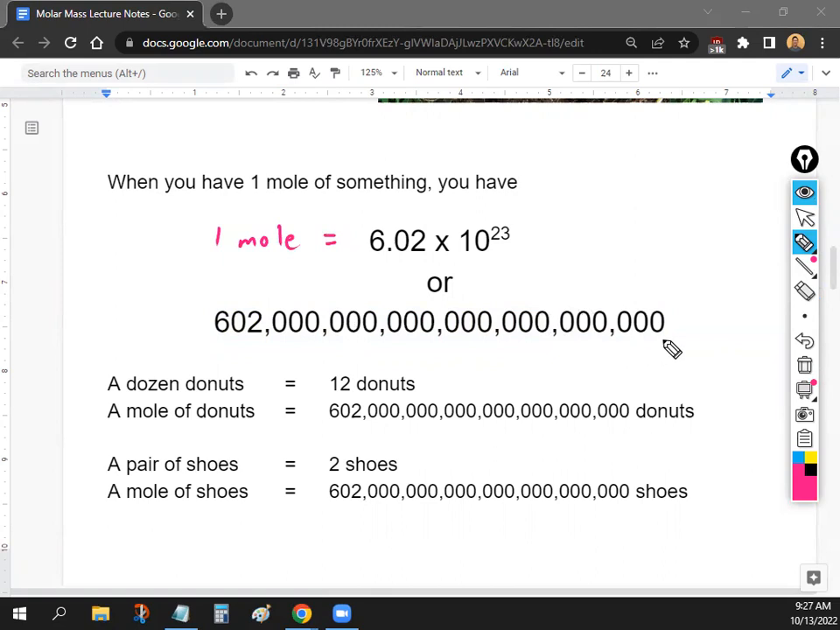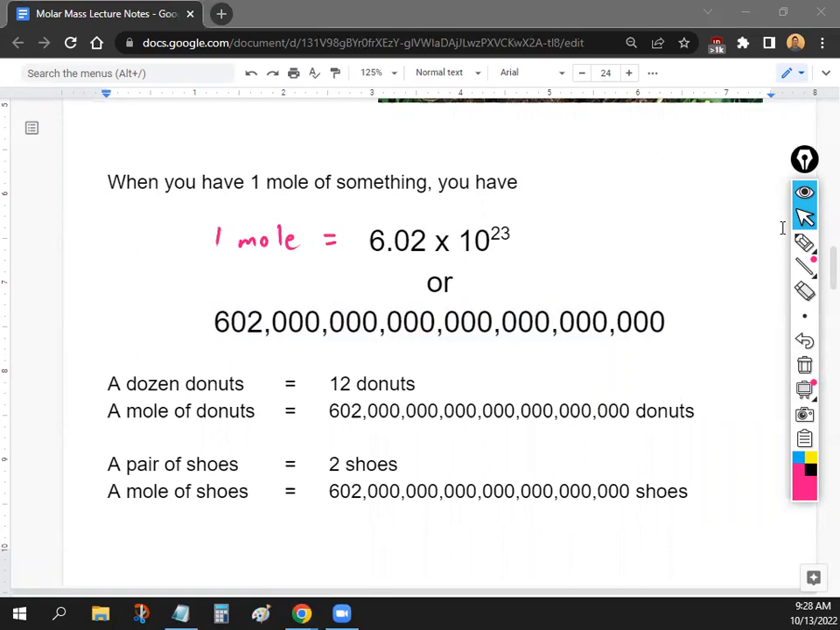How much is this, though? Billion, trillion, quintillion. Yeah, 1 mole is this. You can just write the scientific notation, the top one.